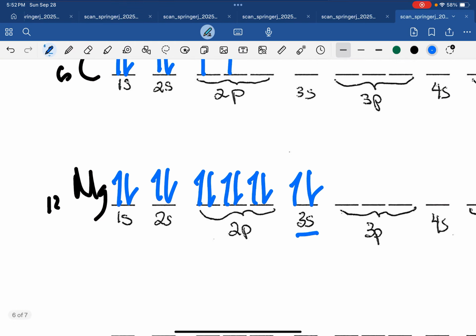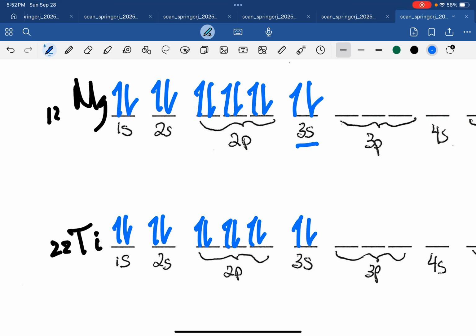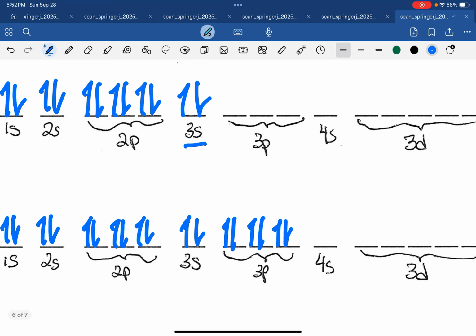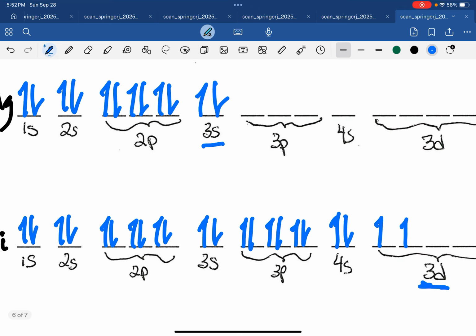All right, the third one, titanium with 22. You've got to get to 22. 1, 2, 3, 4, 5, 6, 7, 8, 9, 10, 11, 12, 13, 14, 15, 16, 17, 18, 19, 20, 21, 22. See how we did that there? Did you notice that 3d is higher energy than 4s? But it's 3. I know, but it's still higher. When it's filling, it's higher.